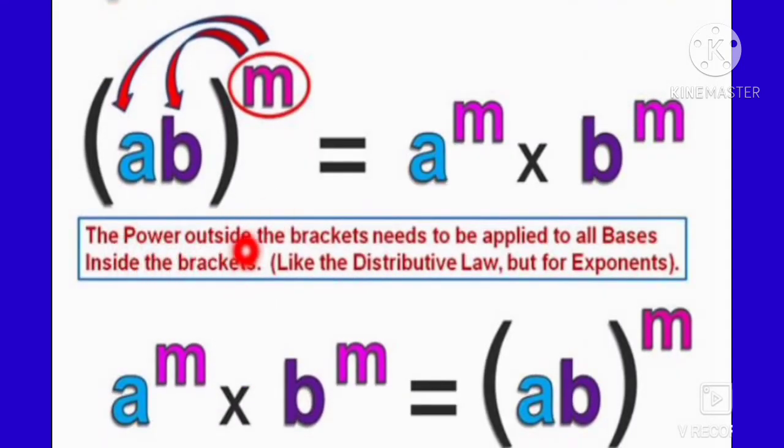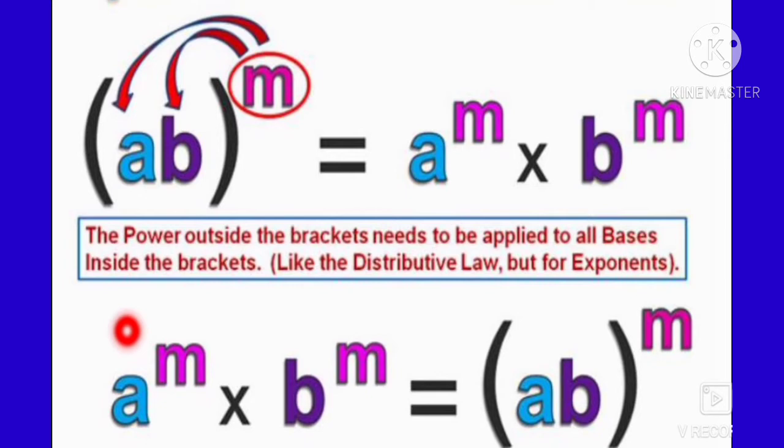The power outside the brackets needs to be applied to all the bases inside the brackets, like the distributive law but for exponents. So students, the power here is the exponent, the power is m. M needs to be applied to all the bases inside the bracket. Here a and b are the bases. So a to the power m into b to the power m.